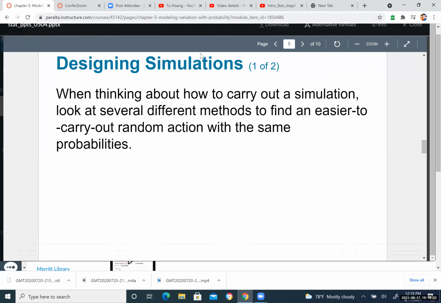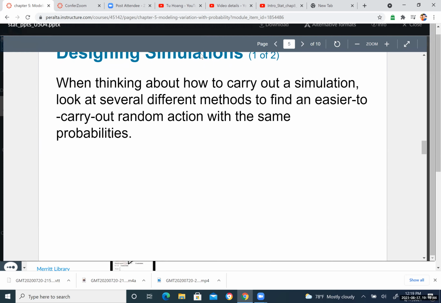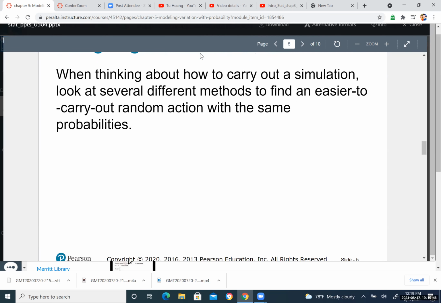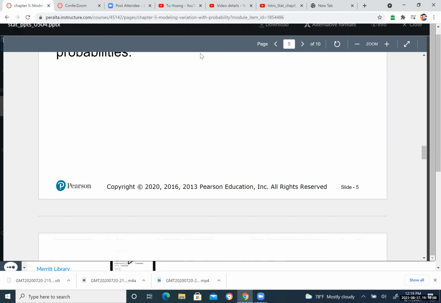Okay, so when thinking about how to carry out a simulation, we look at several different methods to find an easier way to carry out a random action with the same probabilities. For this one, you don't have to worry about it. People use technologies to do it.